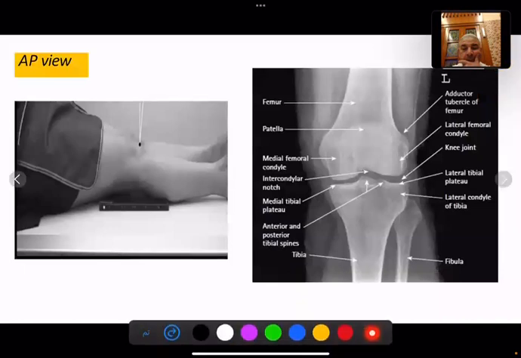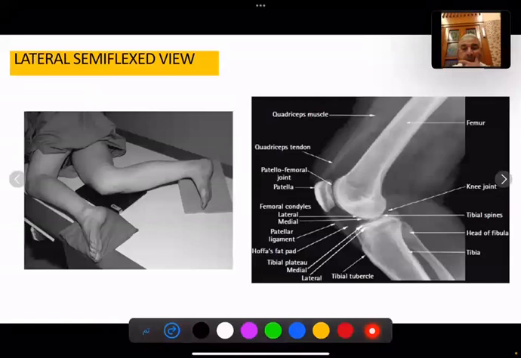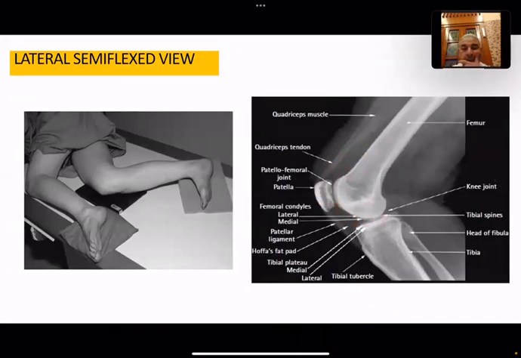This is the anterior-posterior image. This is the patella, the medial condyle, lateral condyle, medial tibial plateau, lateral tibial plateau, intercondylar eminence, and fibula. And this is the lateral image, which best demonstrates the fat pads, the quadriceps muscle and tendon, suprapatellar fat pad, infrapatellar fat pad, patellofemoral joint, and tibiofemoral joint.